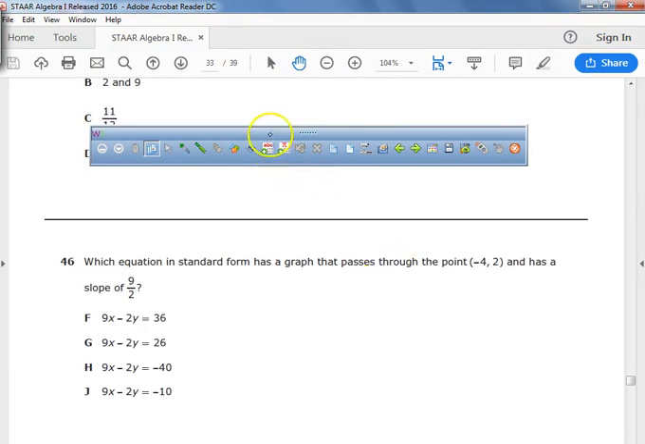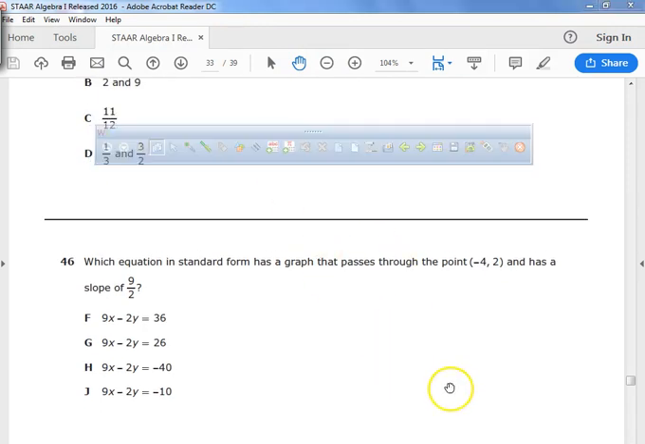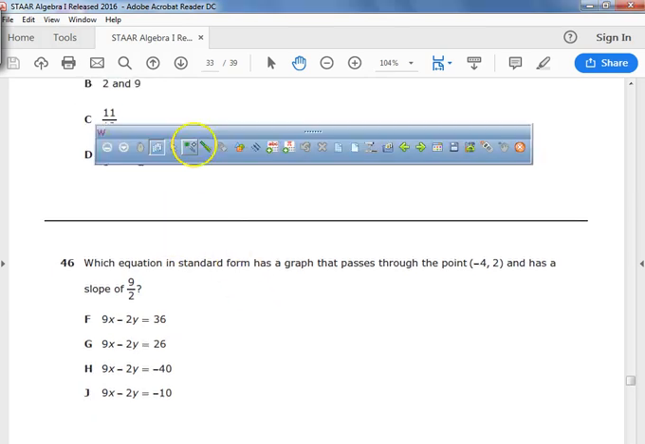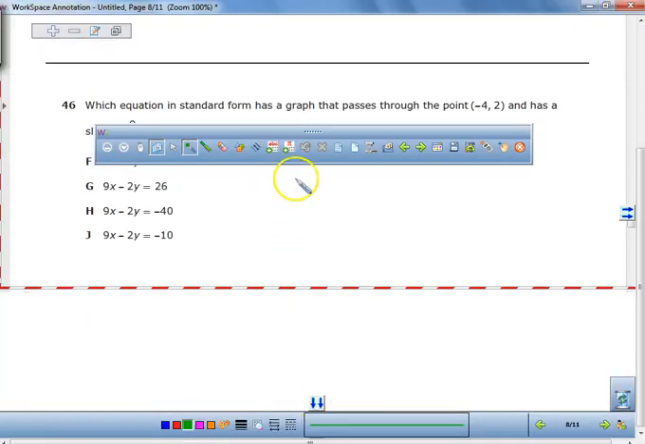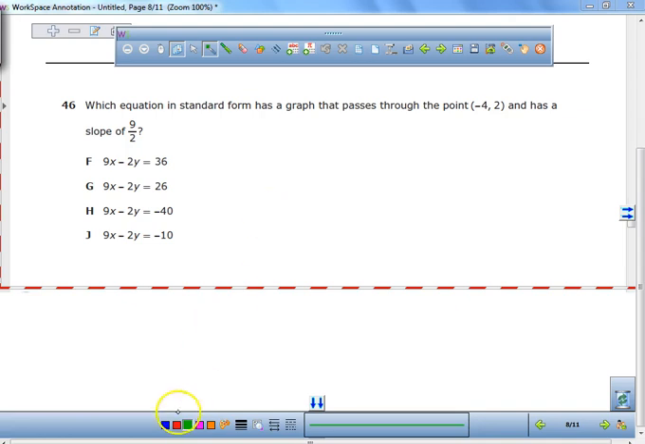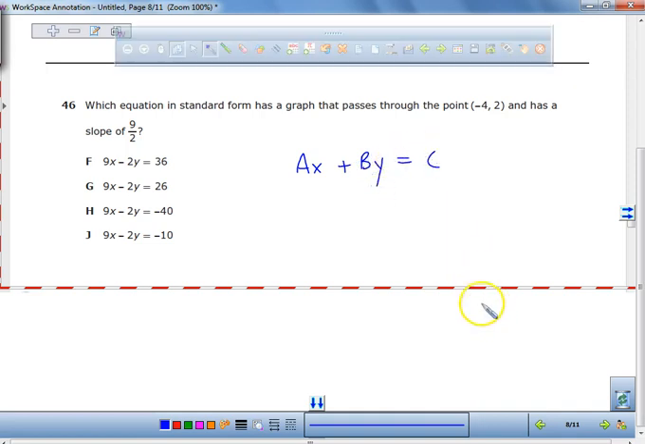Alright, here we go. Number 46. It says, which equation in standard form has a graph that passes through point -4, 2, and has a slope of 9 over 2? Well, by the way, guys, standard form is in this form, right? Write this down: Ax plus By equals C, okay?